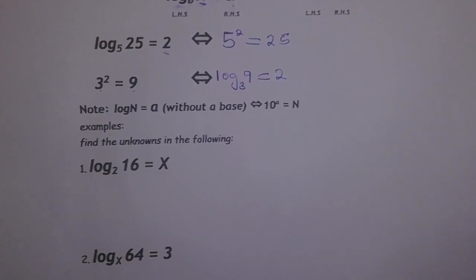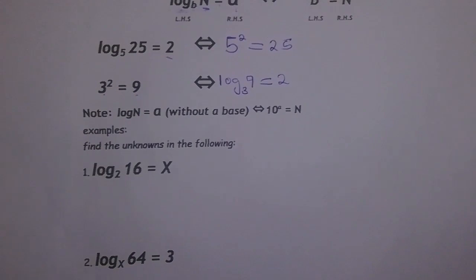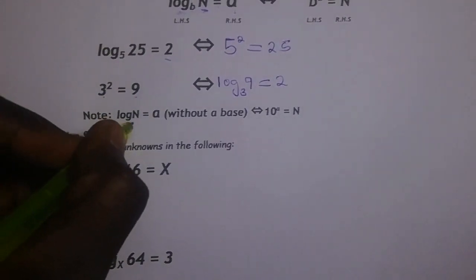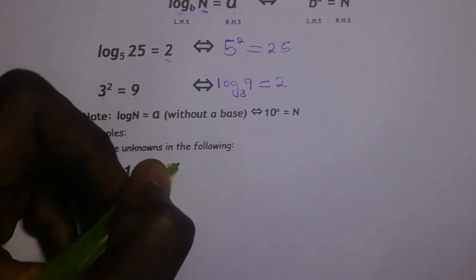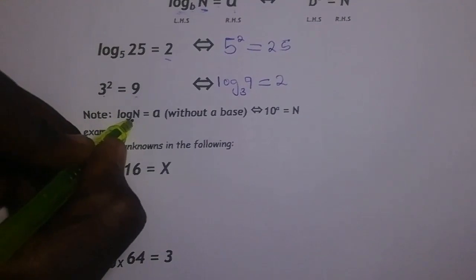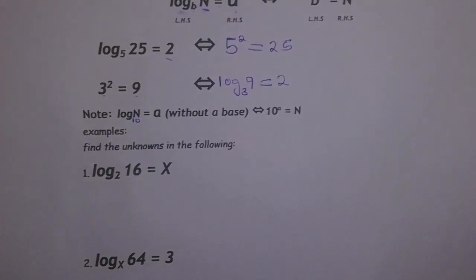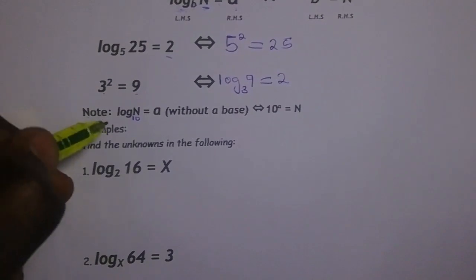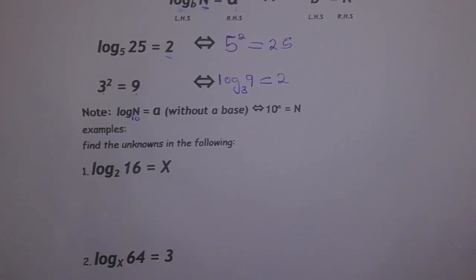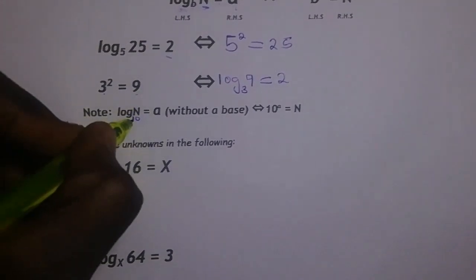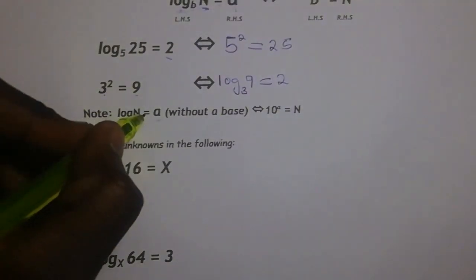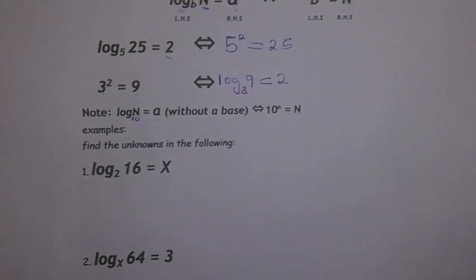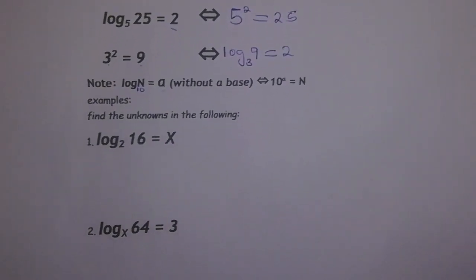You need to note that whenever a log is given without a base, as in log n equals a, the base is considered to be 10. Automatically, whenever a log sign is given in this form without a base, you just consider the base to be 10. Then 10 power the number on the opposite side of the equation, which is a, equals the number nearest to the equal sign, which is n. So that's it. Let's look at some examples.